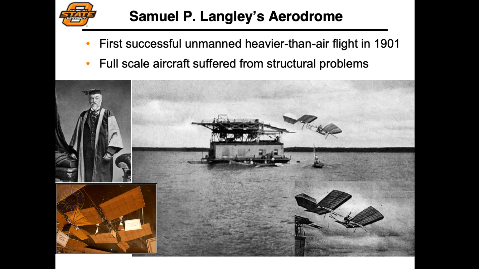But really, one of the earliest of these is Samuel Langley's aerodrome. As we mentioned earlier in the semester, Samuel Langley, who was the secretary of the Smithsonian at the time, is actually credited with the first successful unmanned heavier-than-air flight in 1901. And of course, this was part of his goal to have a manned heavier-than-air aircraft development. And he tested this system, which he had scaled up from his unmanned flight, literally weeks before the Wright brothers flew. He actually had a pretty sound aerodynamic design.